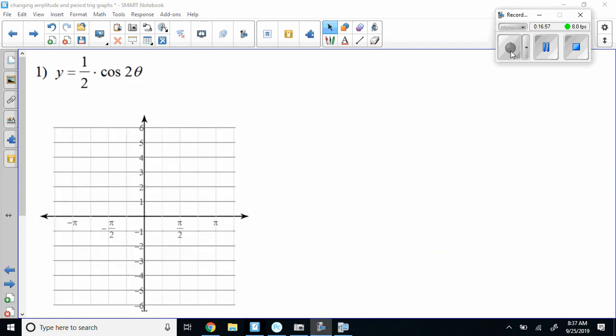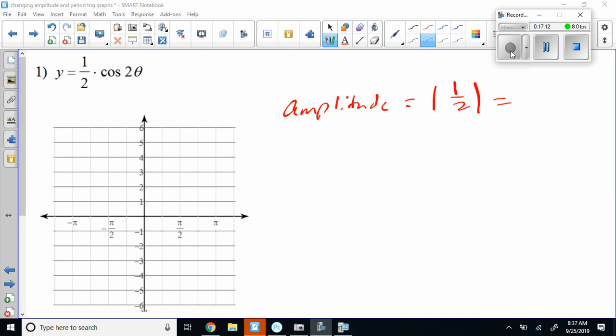I want you to find the amplitude and the what? Period. So, ladies and gentlemen, what is the amplitude? It is the absolute value of 1 over 2, which is what? Positive or negative 1/2?